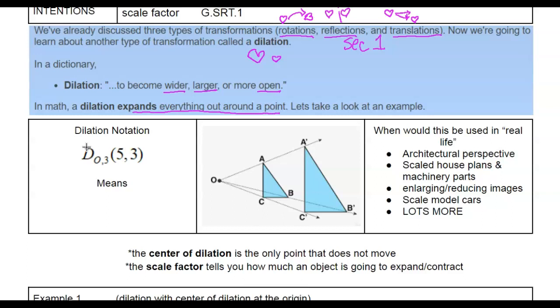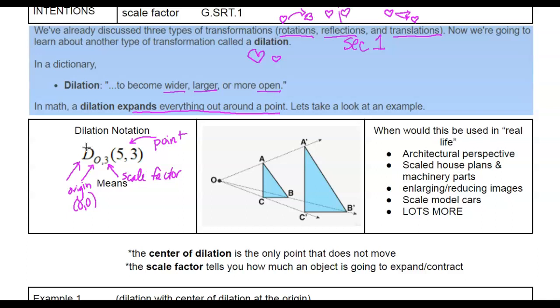So the notation is the D stands for dilate. The O stands for origin, which is at 0, 0. And 3 is our scale factor. And this would be the point or the object, if you want to think of it that way. We can also write these directions out in words, but if we want to use the compact notation, we can do it that way.